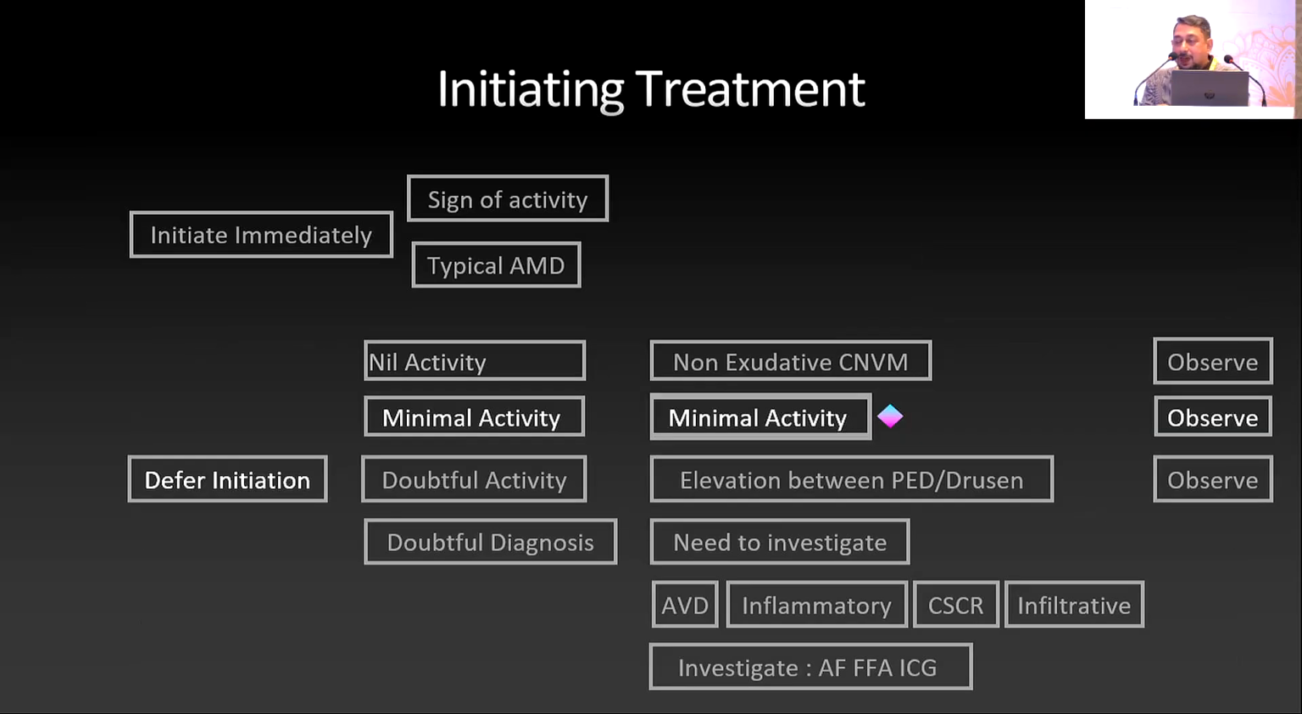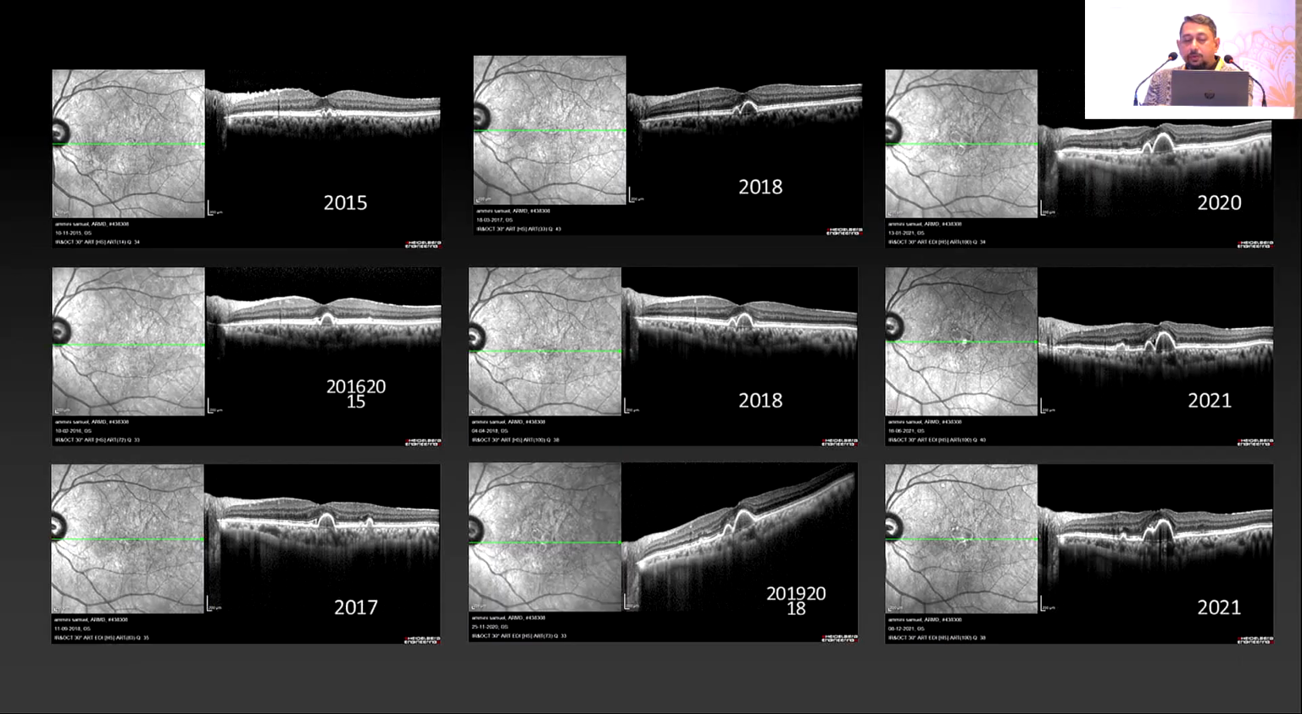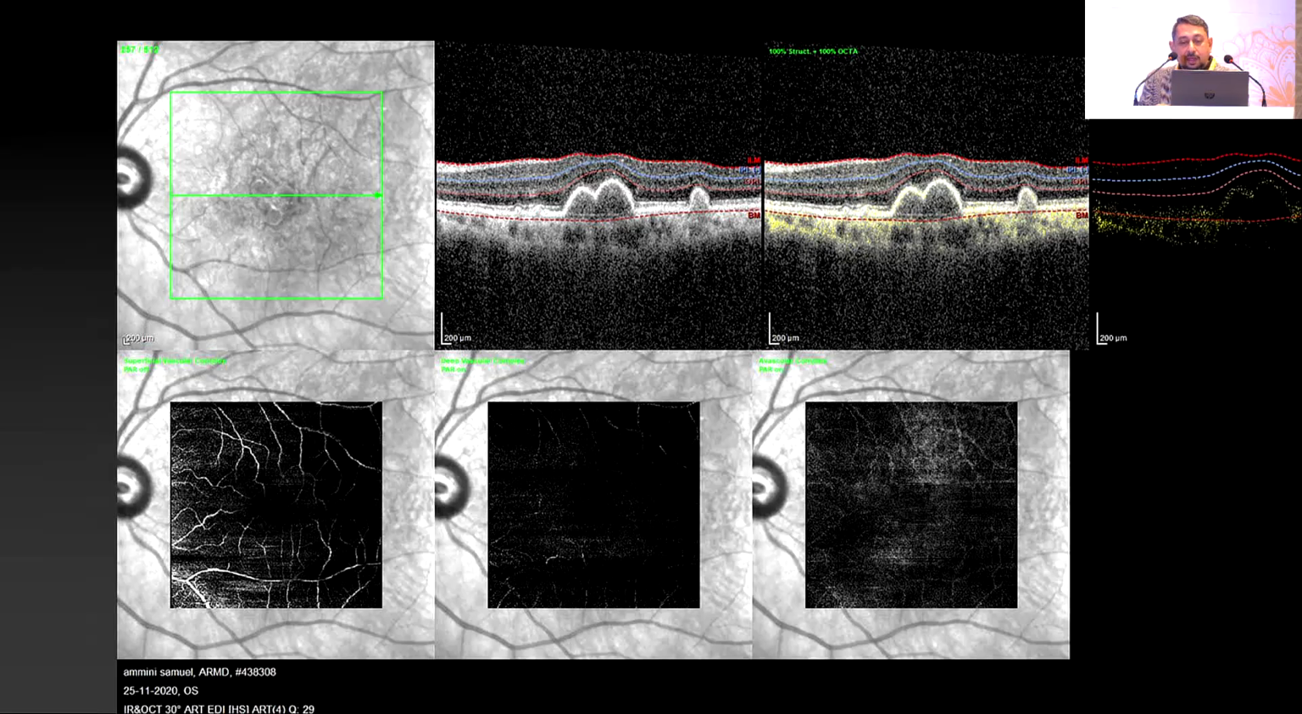The next is minimal activity. When do you defer treatment? When you see minimal activity. So when you see this patient, there is no signs of edema or IRF, but you see a slightly enlarging PED over a long period of time. So an enlarging PED is still the sign of activity, but it is maybe not sufficient enough for you, and you can defer treatment if the visual acuity is okay in this patient.